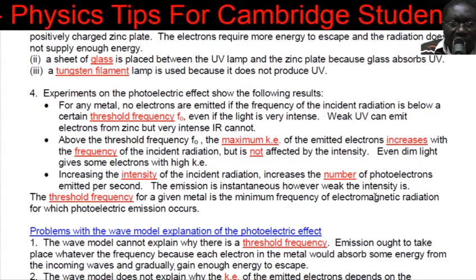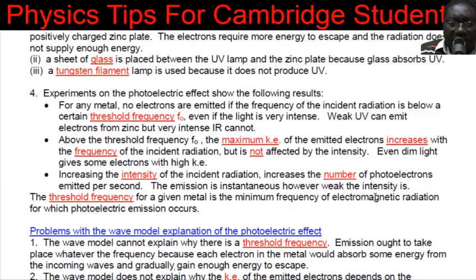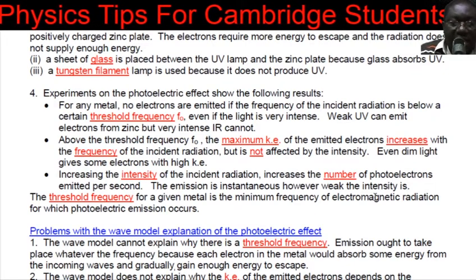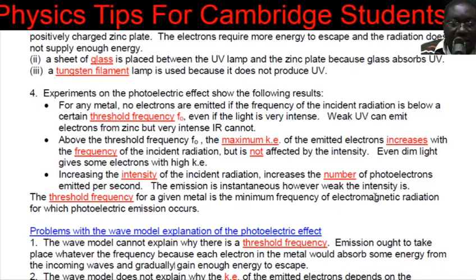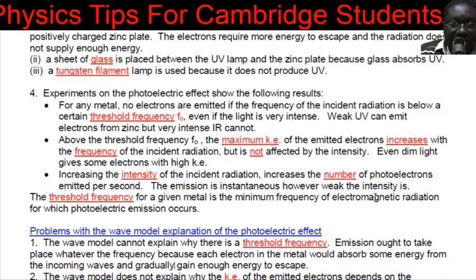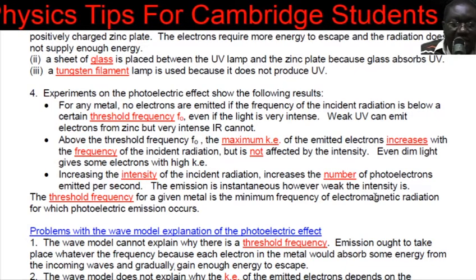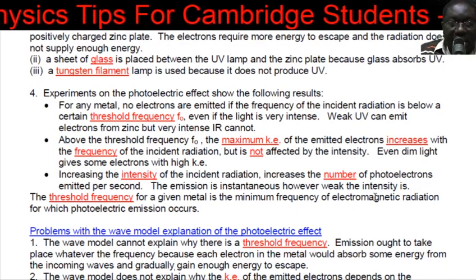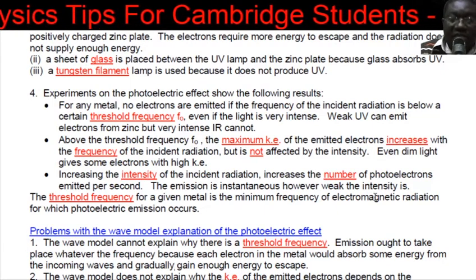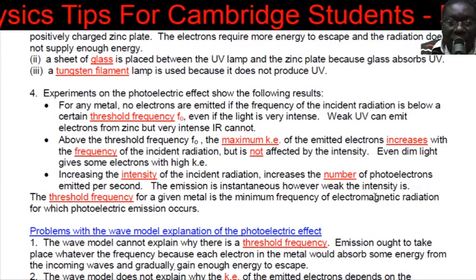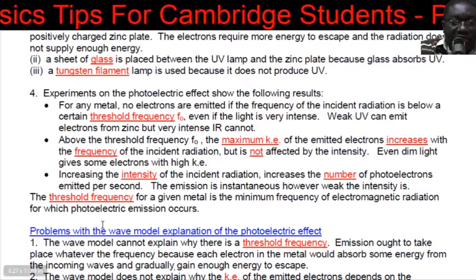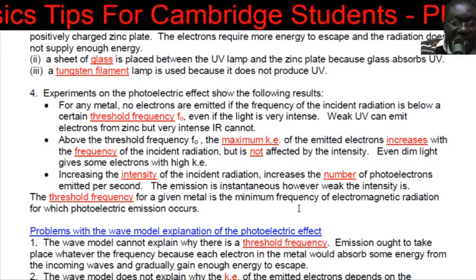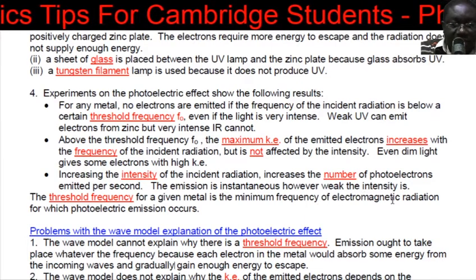Above the threshold frequency, the maximum kinetic energy of the emitted electrons increases with the frequency of the incident radiation, but is not affected by the intensity. Even dim light gives some electrons with high kinetic energy. Increasing the intensity of the incident radiation increases the number of photoelectrons emitted per second. The emission is instantaneous, however weak the intensity is. The threshold frequency for a given metal is the minimum frequency of electromagnetic radiation for which photoelectric emission occurs.